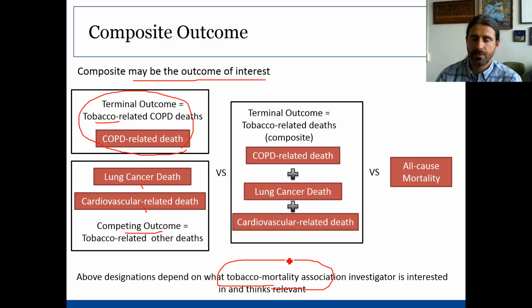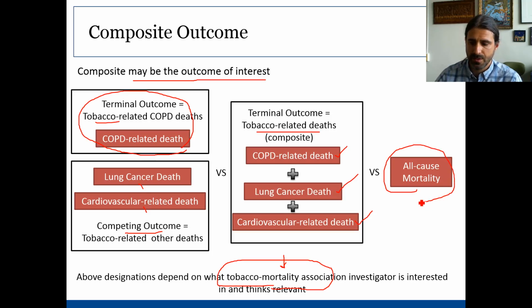But say, for example, your study design is shifted or your interest is shifted, and now you're really interested in tobacco's entire effect on mortality in a certain population. Then you would combine all of the biologically plausible tobacco-related deaths into one composite outcome.